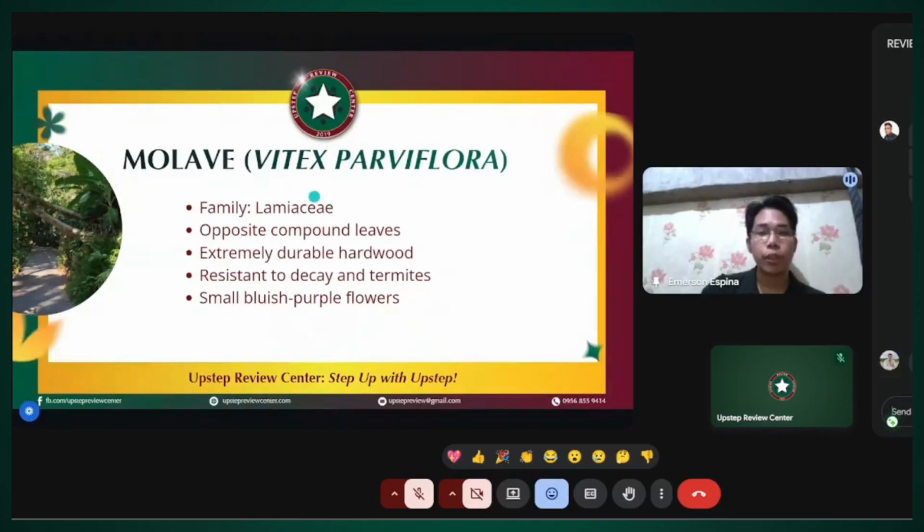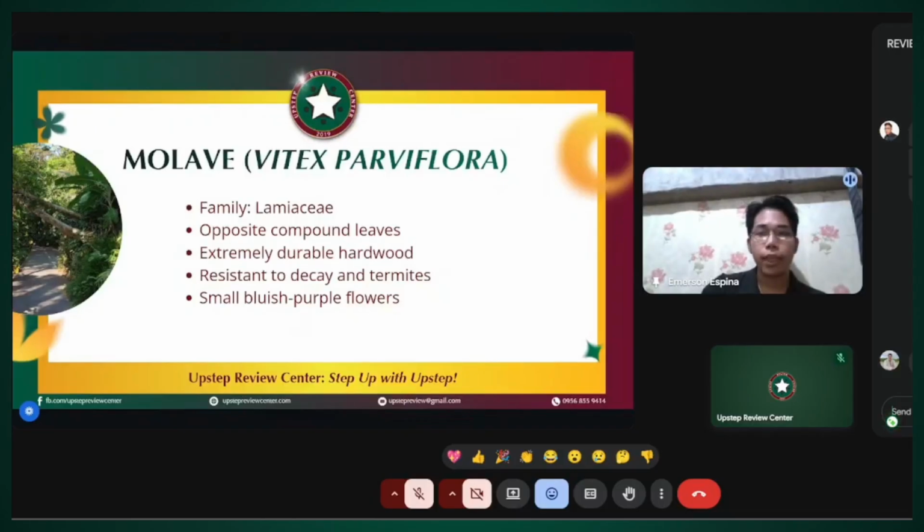And then to remember, for Molave we also have a mnemonic. So M for most durable, O for opposite leaves, L for the family Lamiaceae, A, and so like Narra, almost always present on the exam. And then V, it's very important, valuable timber. And then E for excellent construction timber.